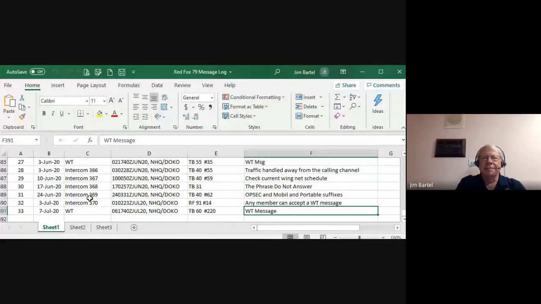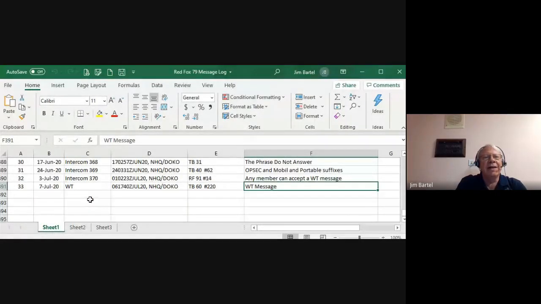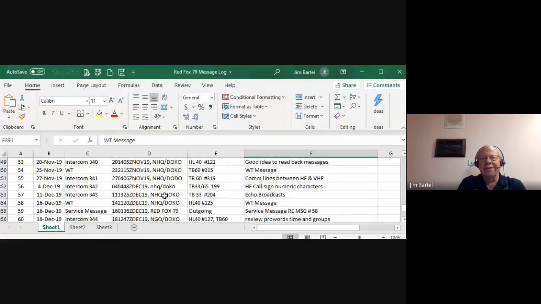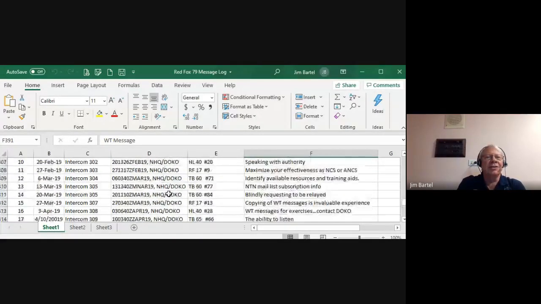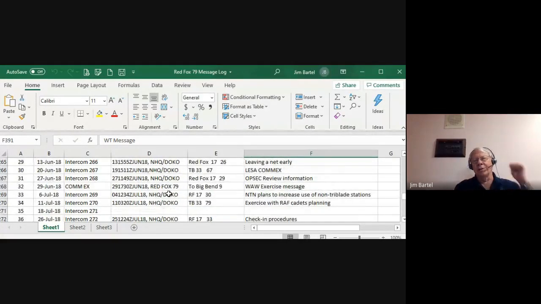Yeah. And again, this is my message log as it goes back. You can see as of July 7th, I was on message 33. I have not typed up and written up message 34, which came out last Wednesday. There's where 2020 is at. I handled 60 messages into my station last year, and every year it just kind of starts anew. So you start out with a message number 1 at the first of each year for your log.